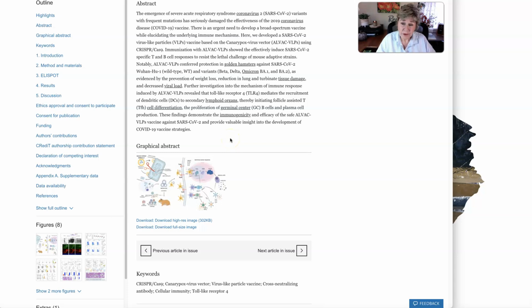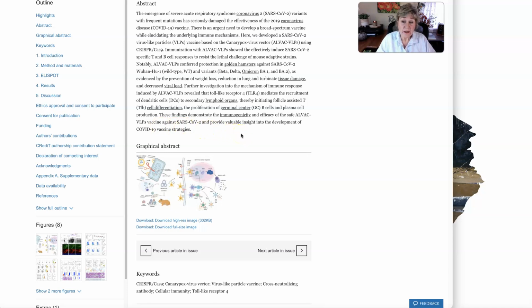So the abstract tells you everything about this article. It tells you the premise of it: what is the idea behind this? What is the question? What are they investigating? How are they doing it? Here we developed virus-like particles. So they're showing you what they did and how they tested it. They tested it in hamsters. What were the results? They found that there was an immune response to these virus-like particles. So these findings demonstrate the immunogenicity and efficacy of the safe use of this vaccine against SARS-CoV-2.